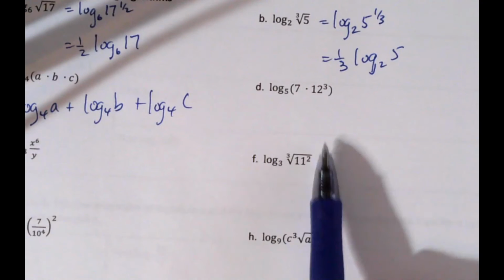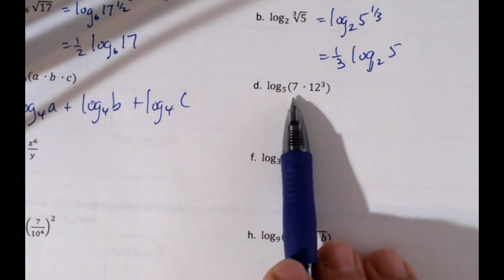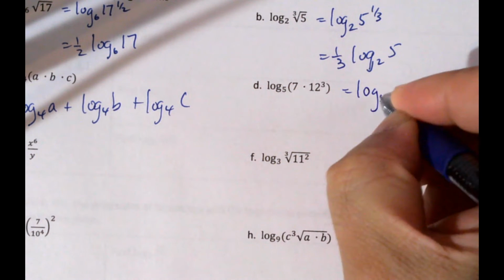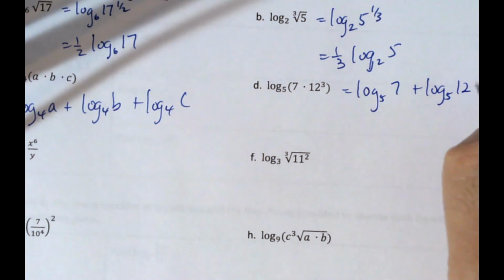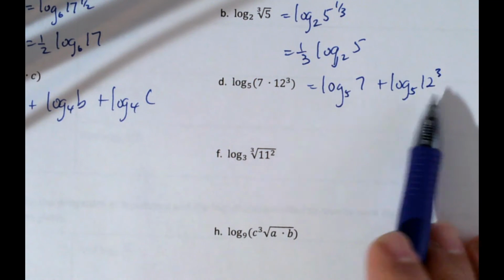All right, let's take this one. We have a product and you have an exponent. So the first thing I'm going to do is just rewrite it as a sum. So log base 5 of 7 plus log base 5 of 12 to the 3rd power. Now I can rewrite that exponent of 3 as a coefficient.